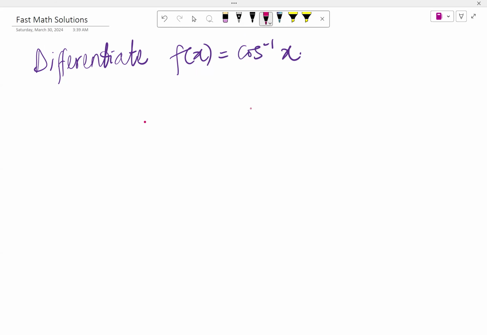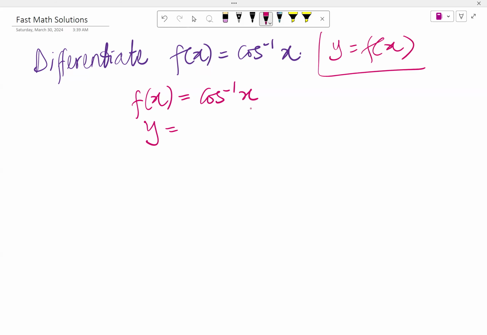Okay. First of all, you see that f of x is given as cos inverse of x. For easier handling, we know y equals f of x. That's a general thing, you can always say that. So you can say y equals arc cos of x.